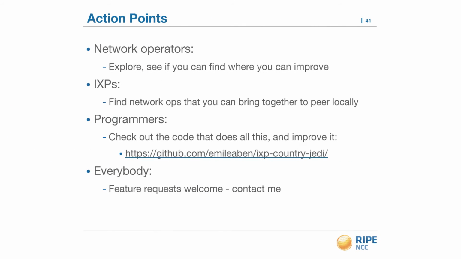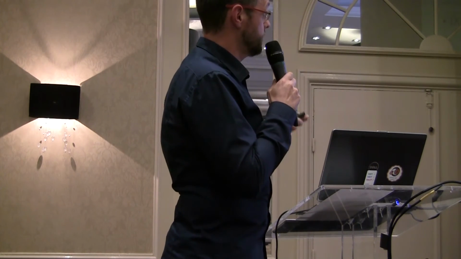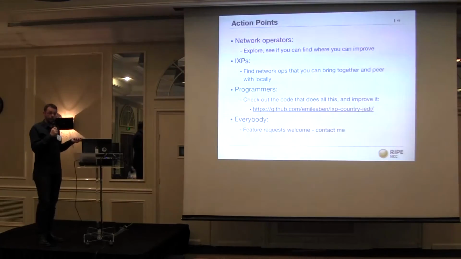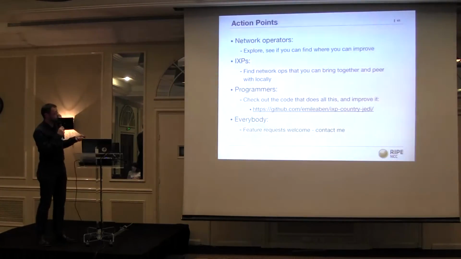So action points, network operators. You can explore these graphs. You can actually see, is your network in there, and are there examples of stuff in here that's important for you latency-wise, or that really makes strange curves, and see who you need to talk to to improve this. For an IXP, you can, of course, bring these people together and use this to encourage them to peer locally. So it's the ops that need to peer, not the IXP and the operator.